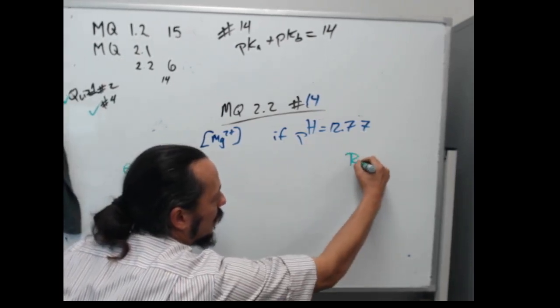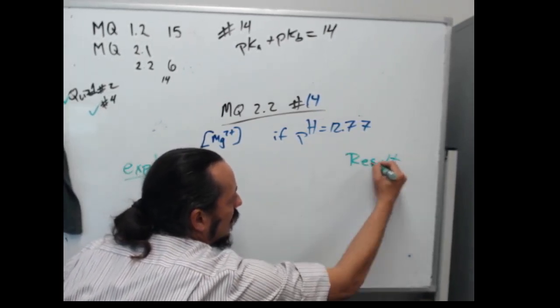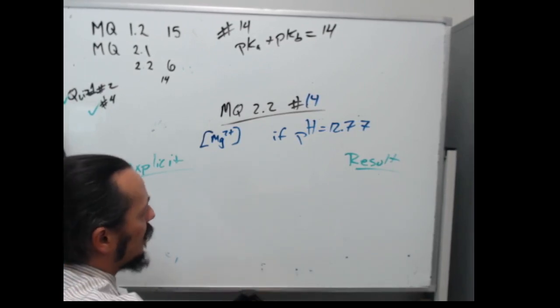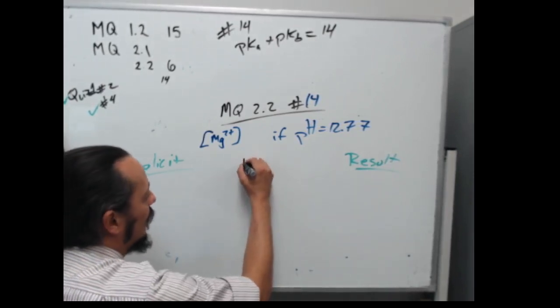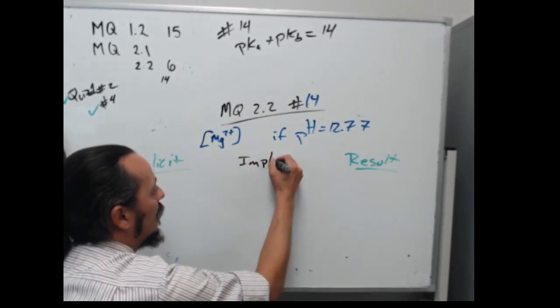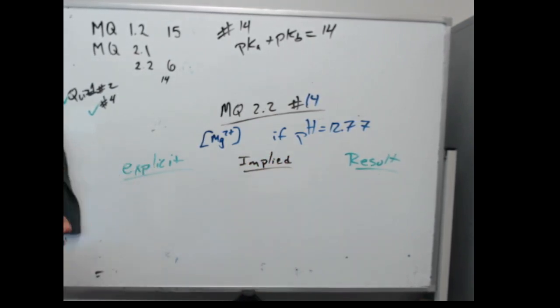I look for what result I'm trying to get to. And then every question, this isn't just in chemistry, but every question in every college class has some implied information in between the explicit information they give you and the result they're trying to get.